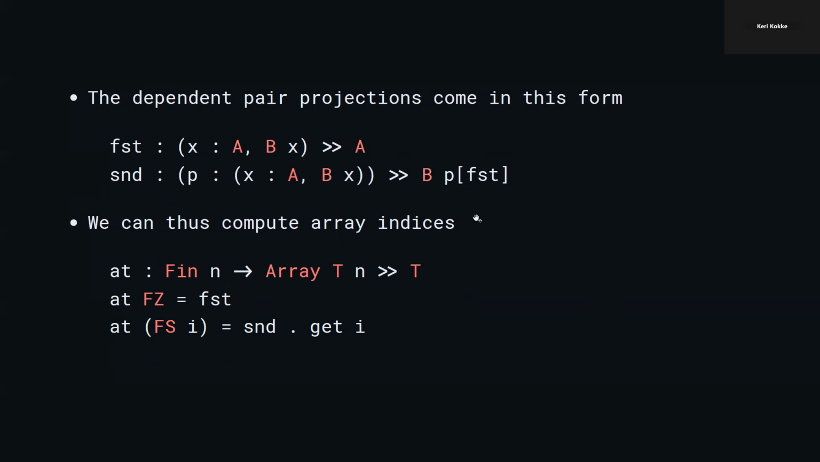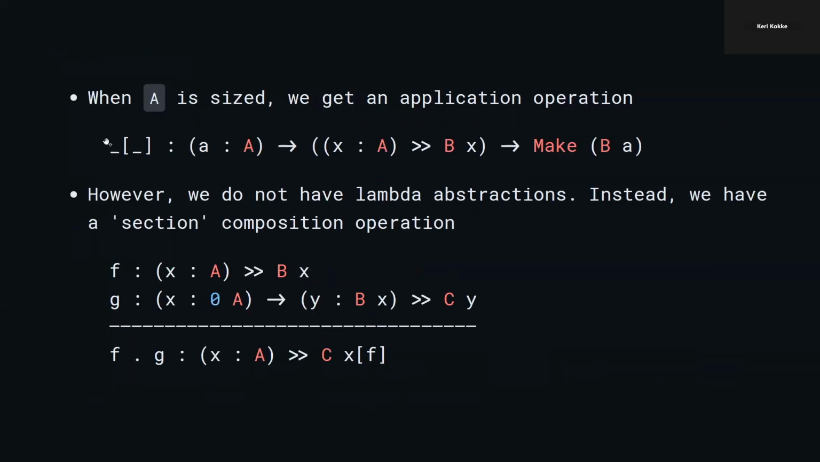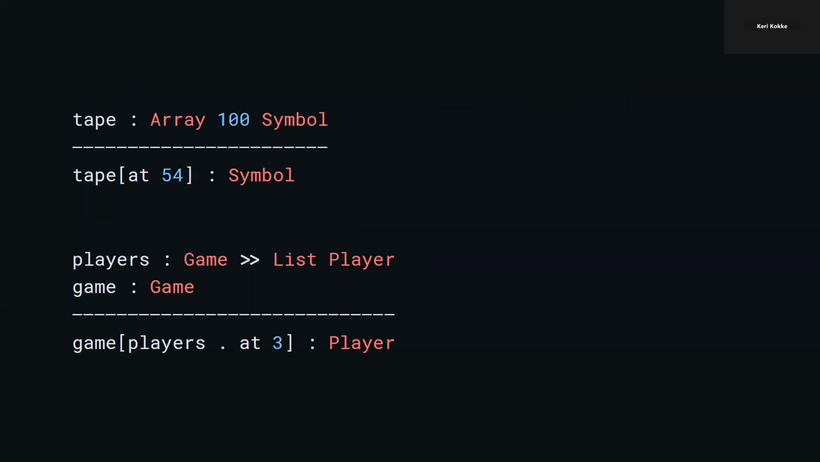And this can be dependent. So, for example, we can compute array indices. We can write this function like we would usually write, but now instead of saying fin_n to array tn to t, we have this indexing type at the end. We're basically saying we're going to produce an inhabitant of this indexing type, and then we'll be able to use this application operator to actually get the element out of it in the end.